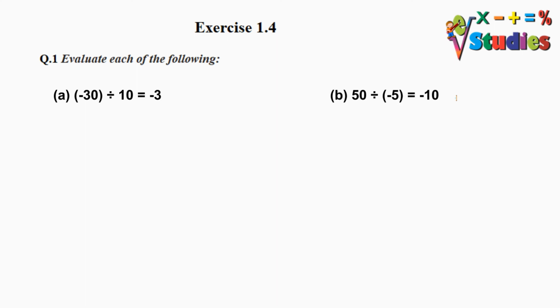Now looking at B, we have positive 50 divided by negative 5. Again, one of the integers is negative. Therefore the answer's sign is negative. 50 divided by 5 will give us negative 10.